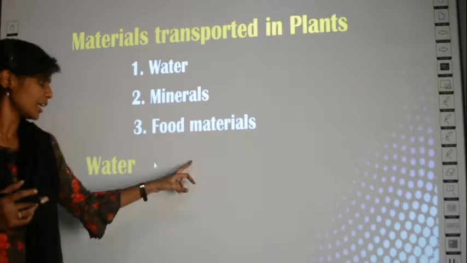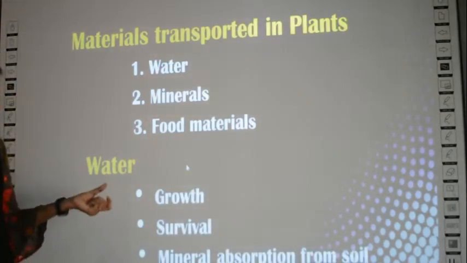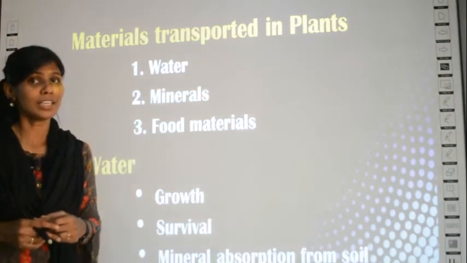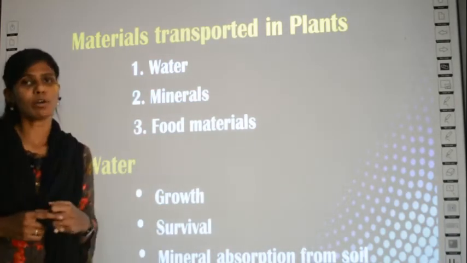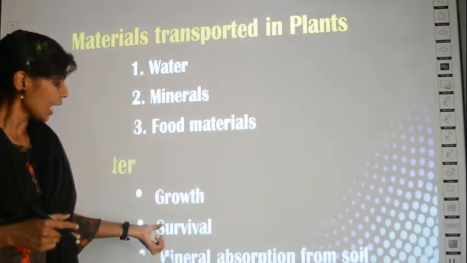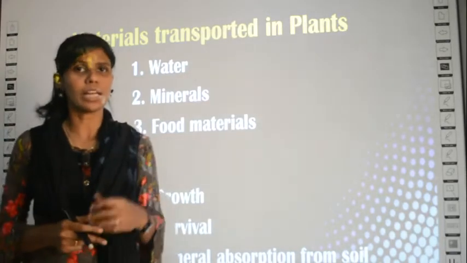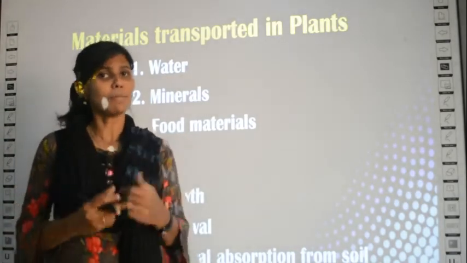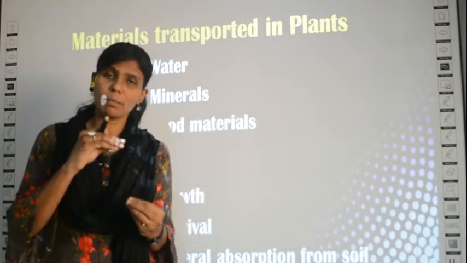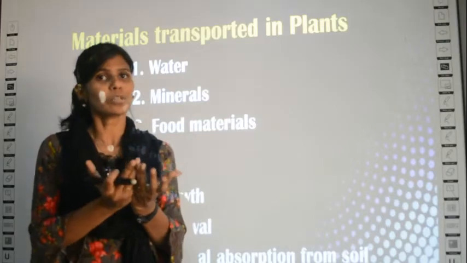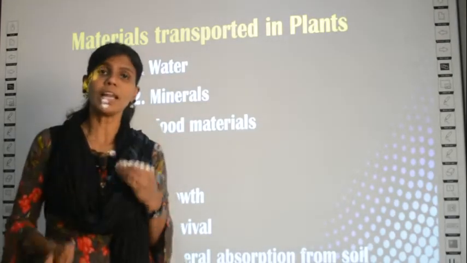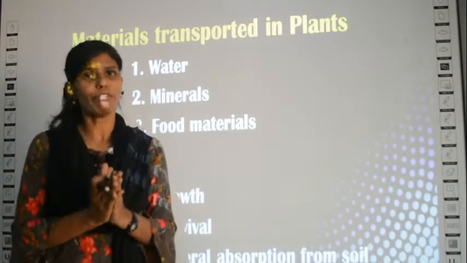Why does a plant need water? There are certain uses, like for the growth of the plant. If a plant needs to grow, it needs water. For the survival of the plant, which means for the plant to remain alive, it also needs water. And for mineral absorption from the soil. Minerals, you know, they are all solid materials, right? So for the solid material to enter into a plant, it needs a liquid material, a solvent, that is water. So the solid materials, that is the minerals from the soil, enter into the plants with the help of water.